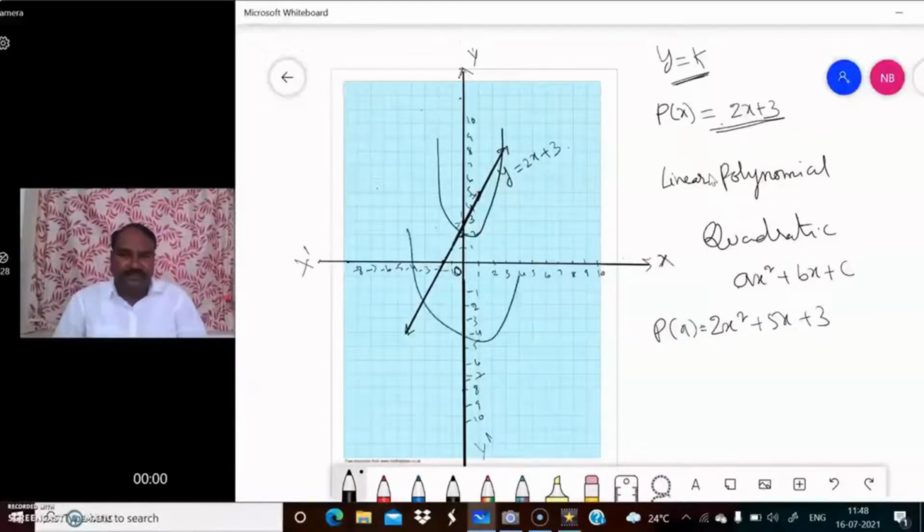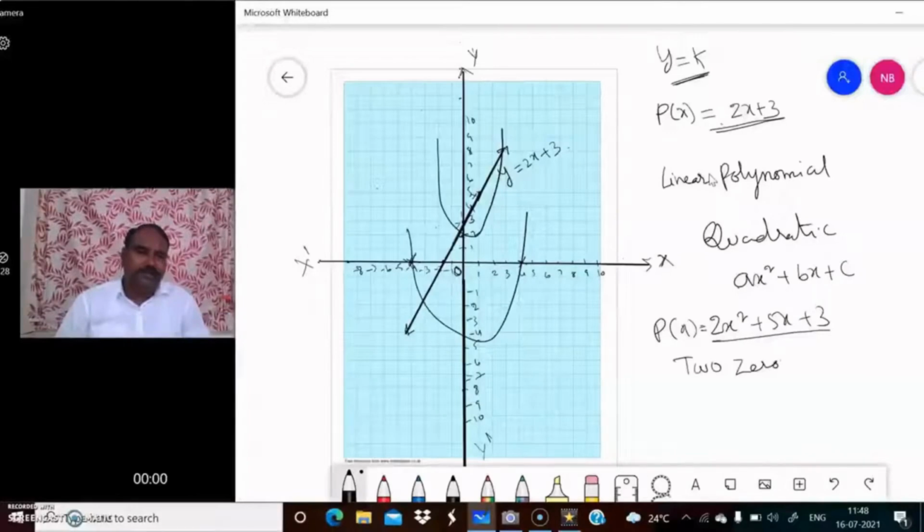Sometimes it may be like this. This parabolic shape curve intersects the x-axis in 2 points, so this quadratic polynomial will have 2 zeros. So every quadratic polynomial will have 2 zeros, and it will have the shape of this parabola.